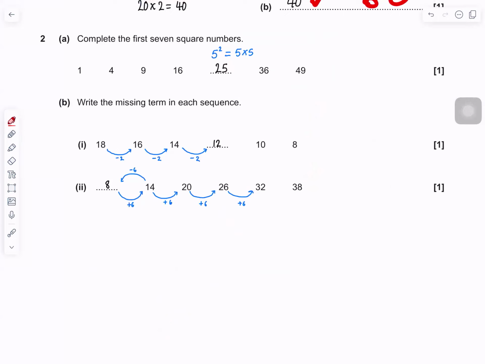Part B, do you understand that, Precious? Yeah, I do. The first one keeps going down by 2. Yeah. And then the second one goes up by 6. Okay.